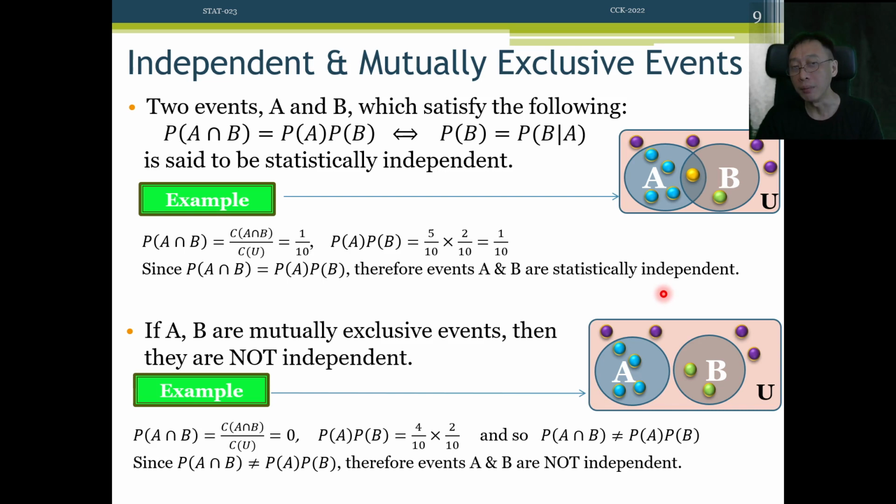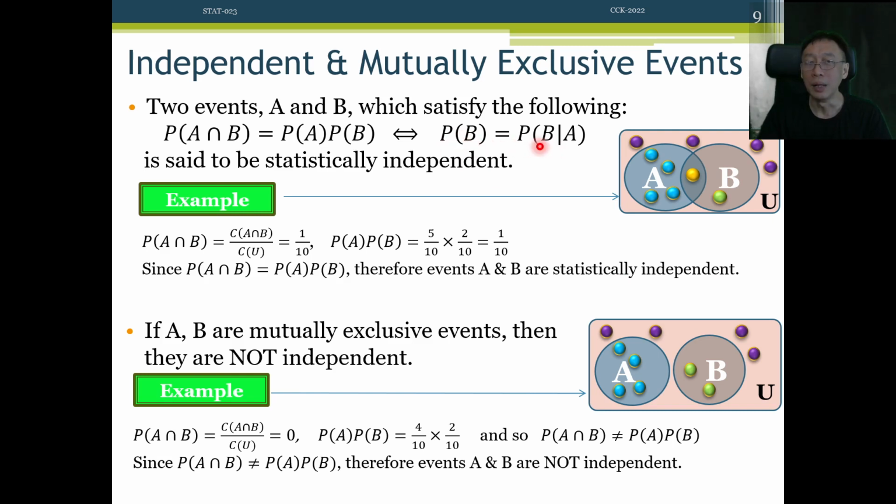So what about the other way around? Because this arrow goes both ways. That means if we check that this is true, then it is statistically independent. Okay, so this is therefore our conclusion. What about this equation here?